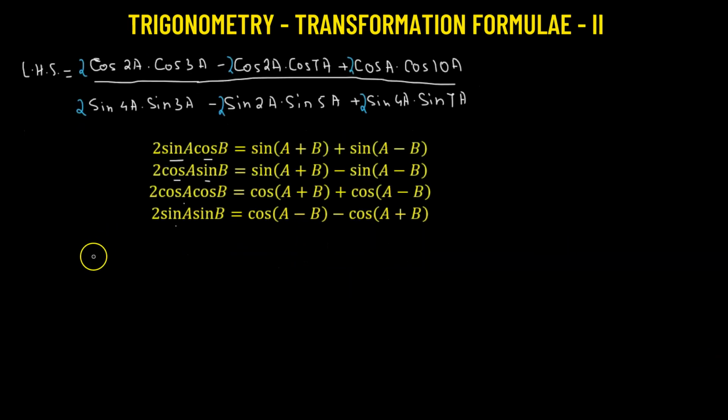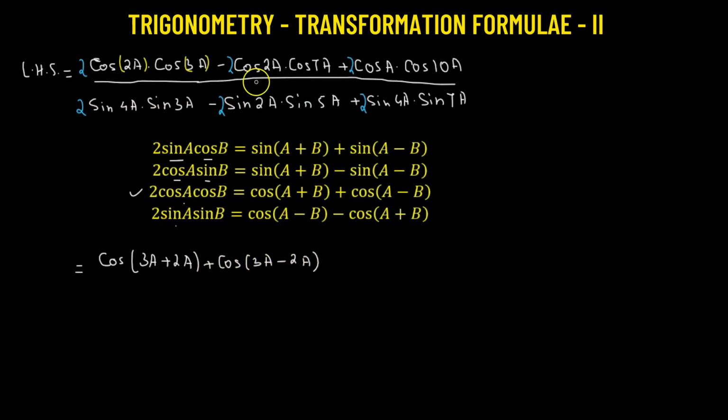So let us begin. The first term is 2 times cosine of 2a times cosine of 3a. What we have is the product of two cosine functions, so we are going to use this transformation formula. So we will get cosine of angle, let's take the magnitude of angle A to be greater than B, meaning we will consider 3a to be greater than 2a. So we will have cosine of angle 3a plus 2a plus cosine of angle 3a minus 2a.